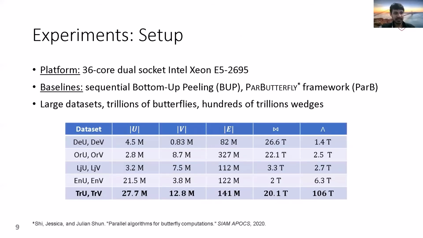Now, we test our approach on a 36-core dual-socket Intel Xeon server and compare it against sequential bottom-up peeling and the recently proposed ParButterfly framework. And we tested on several datasets with trillions of butterflies and hundreds of trillions of wedges. And we decompose both the vertex sets individually in these datasets. So the U vertex set is the one which has higher complexity of decomposition.